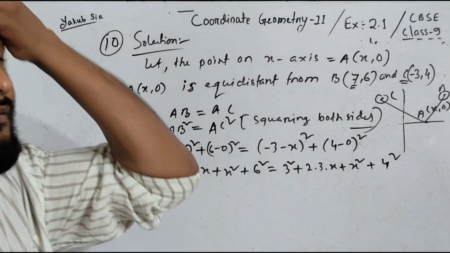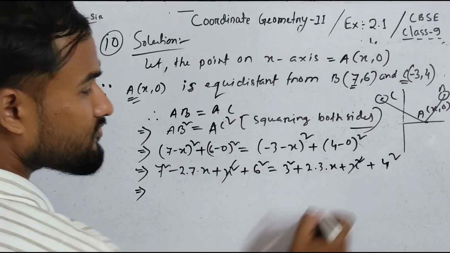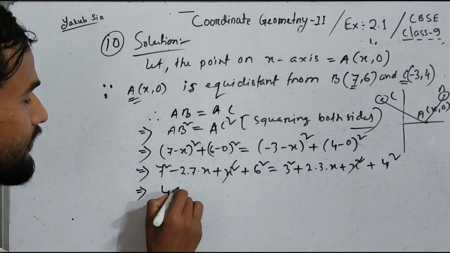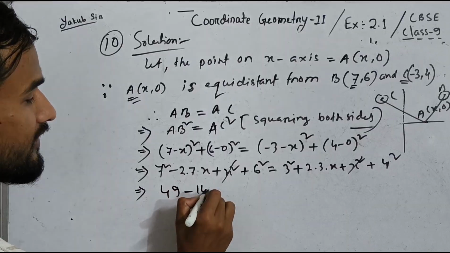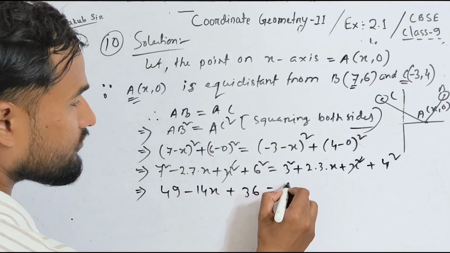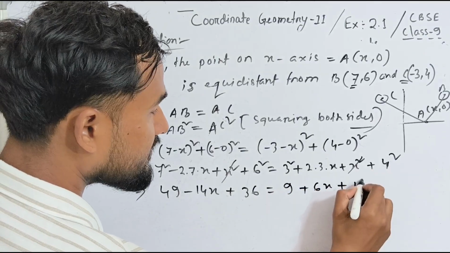From these two sides, we shall cancel the equal parts. x square and x square will be cancelled. 7 square will be 49, and 2 into 7 is 14x, plus 36, and 3 square will be 9, plus 6x plus 16.